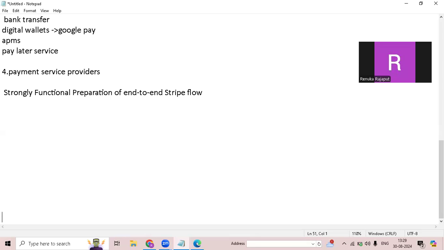So let's understand the end-to-end Stripe payment flow. How the payment flow happens here, end-to-end. First one here is checkout. Checkout is very important here. It is a part of Stripe. So the user here initiates checkout. It means the customer purchases the products on the e-commerce platform by clicking the checkout button.